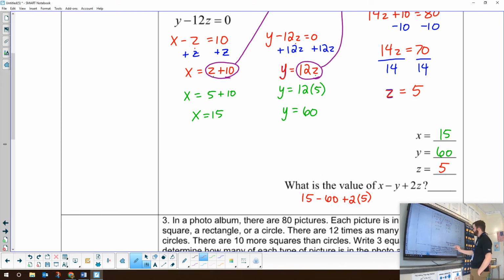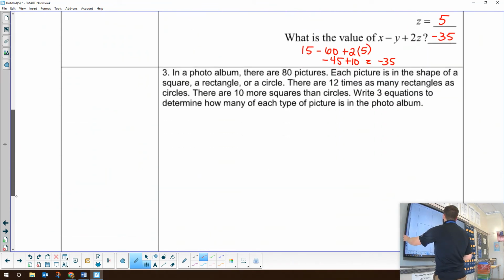Well, 15 minus 60 is negative 45, and 2 times 5 is 10. If I add those together, we'll end up with negative 35. That's my answer, okay? Just be thinking about, sometimes it asks you a question like this, just like you've seen in the past. All right, our last problem here for today is number 3.